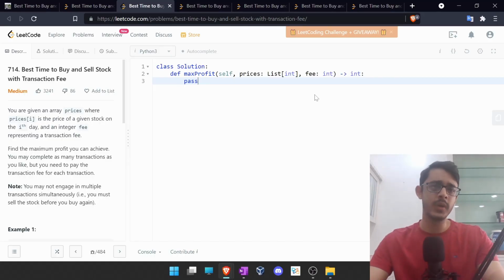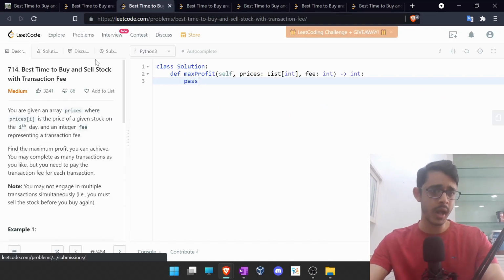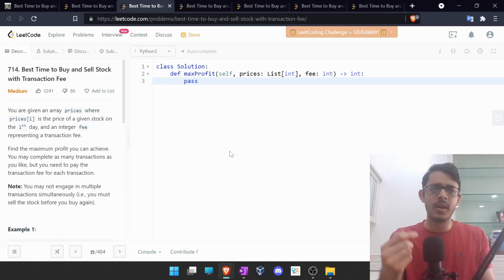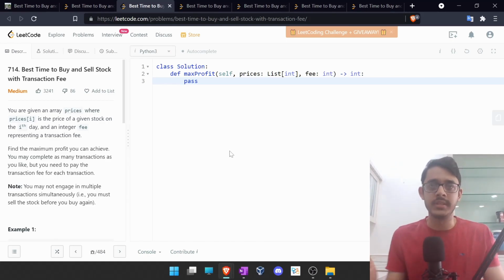Okay, so the difference between the best time to buy and sell stock 2 and the best time to buy and sell stock with transaction fee is that you may complete as many transactions as you like, but you need to pay the transaction fee for each transaction. So every time we buy and sell, which constitutes one transaction, we have to encounter some amount of fees.